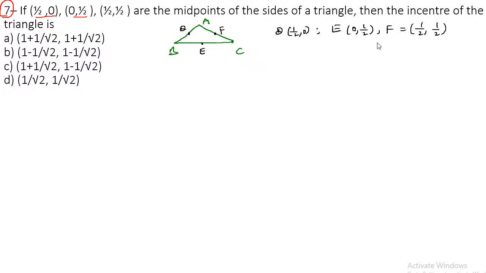So how do we solve this problem? What we need to do at first is to find the vertices of the triangle. We are given the midpoints of the sides of the triangle, so we first need to find the vertices of the triangle. So how can we find the vertices of the triangle?